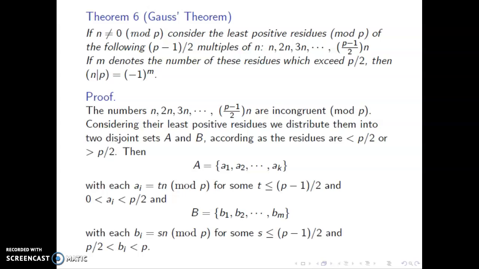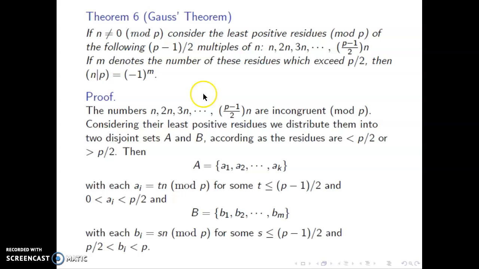Recall that in the last class we learnt Gauss's theorem, which says that (n/p) is given by (-1)^m, where m is the number of least positive residues mod p of the first (p-1)/2 multiples of n, provided n is not equal to 0.